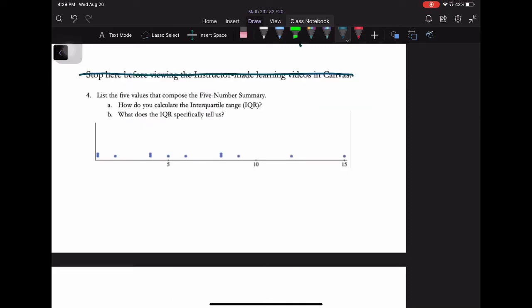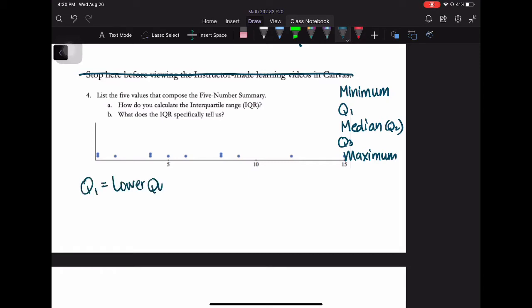Listing the 5 values that compose the 5-number summary, you start out with the smallest, which is the minimum. It's the lowest number. And then we have the 1st quartile, the median, which is also Q2, the 3rd quartile, or the upper quartile, and the maximum. So Q1 is called the lower quartile, and Q2 is called the median. Q3 is the upper quartile. And then the Q4 would actually be the maximum.